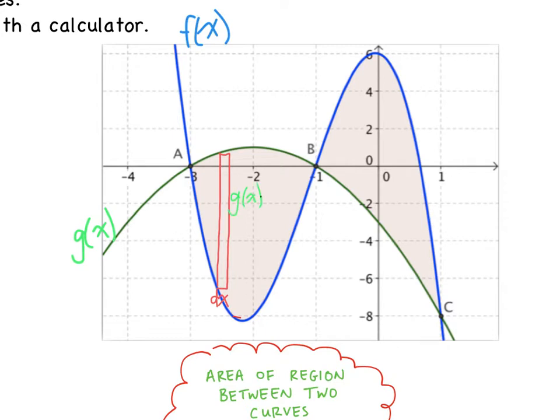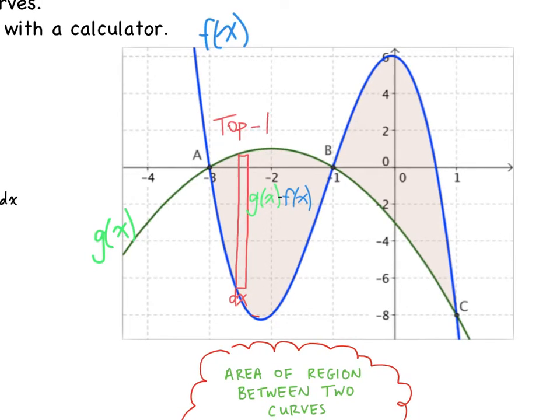minus f of x, because it's our top minus the bottom, okay? The top curve minus the bottom curve. But what do we notice over in this section? We have to add this area to this area. So what changes over here?